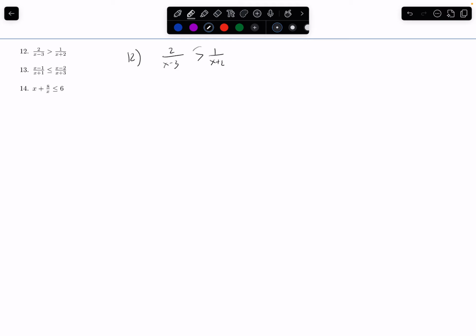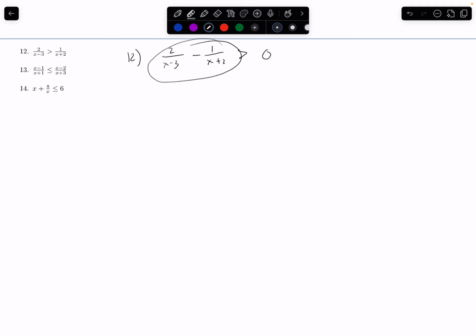And we got an issue here again. We got a greater than symbol, but there's not a 0 on one side. So easy fix. Subtract from both sides, right? Subtracting on that side, I'm going to get minus 1 over x plus 2. And now it's greater than 0. So that's what I want.